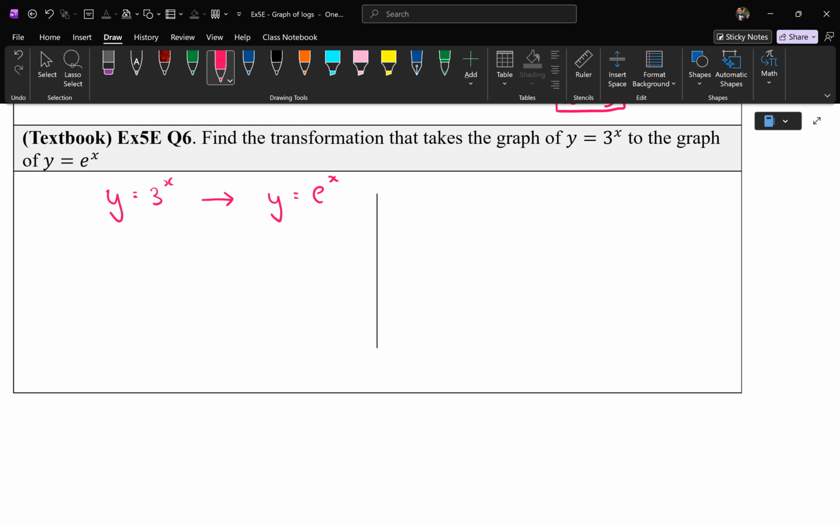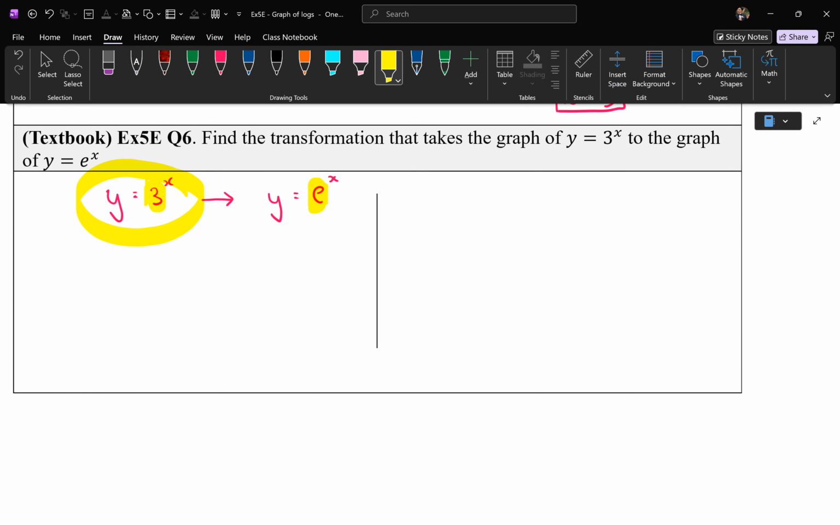Those who have done chapter 4 and submitted, have you guys done this one? Anyone have a clue on what they would do? I'll give you a hint. Bases are different. You're trying to convert 3 to a base e. Can you rewrite 3 to the x in some other way with a base e, but it hasn't changed the original equation? So if you can do that, then you can do a comparison, and hence you can read transformation. So I'll give you 1 minute. Have a think.